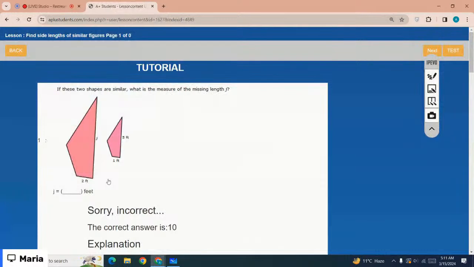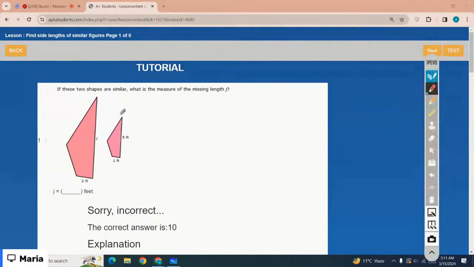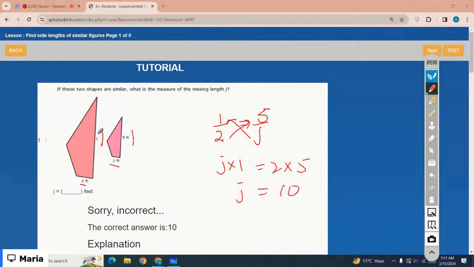So you have to form the proportion. This side and this side are similar, right? So just form the proportion 1 over 2, and this side is similar, so 5 divided by J, right? Now just cross multiply: J times 1 and 5 times 2. J times 1 is J and 5 times 2 is 10. That means this length is 10, right?